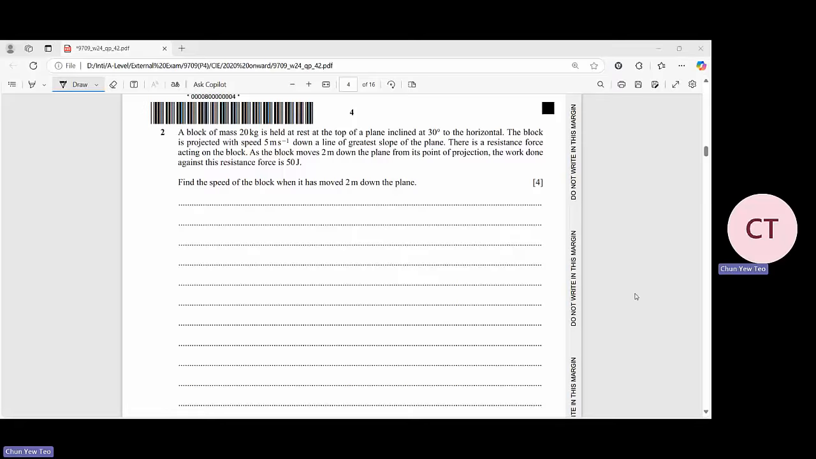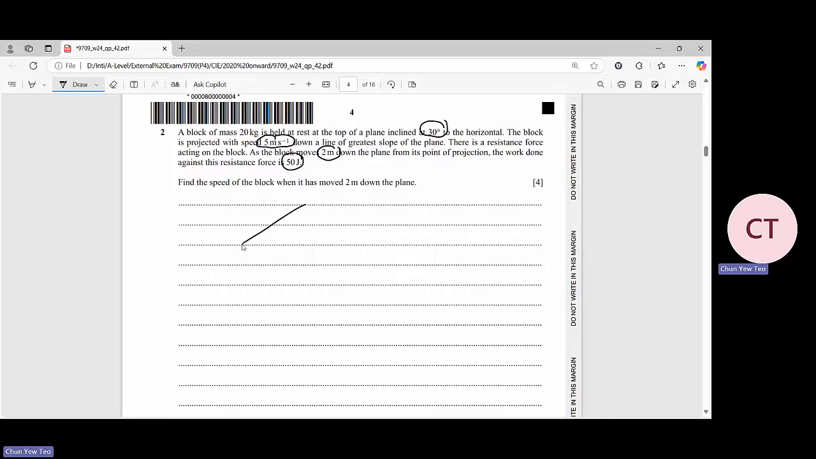A block of mass 20 kg is held at rest at the top of a plane inclined at 30 degrees to the horizontal. The block is projected with a speed of 5 meters per second down a line of greatest slope of the plane. There is a resistance force acting on the block as the block moves 2 meters down the plane from the point of projection. The work done against the resistance is 50 joules. Find the speed of the block when it has moved 2 meters down the plane.